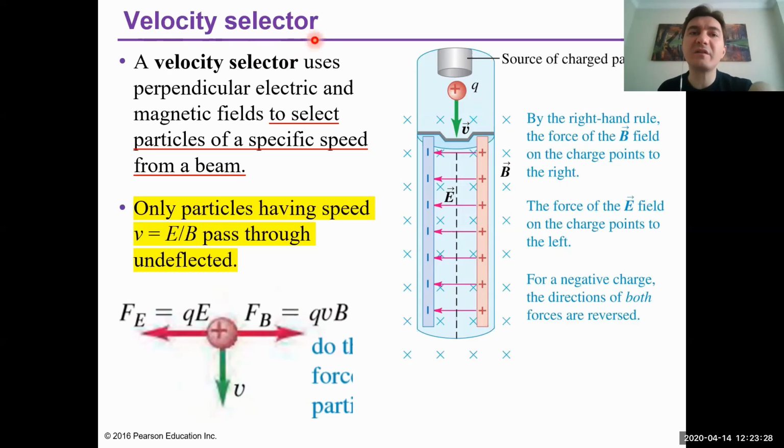This is the velocity selector. If we have other particles with different velocities, they will be deflected like this. But velocities with that condition can go through in that direction without any deflection. Any question here for the velocity selector?